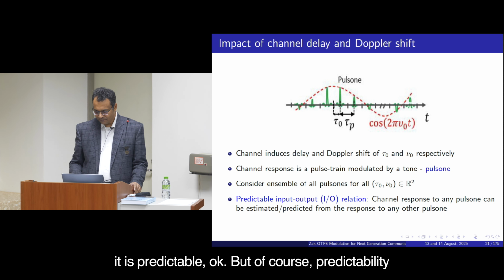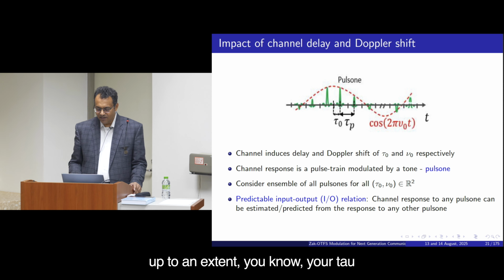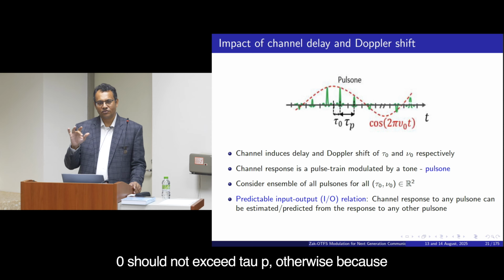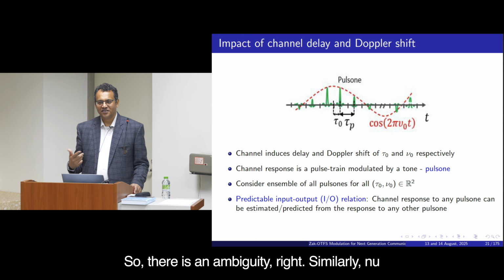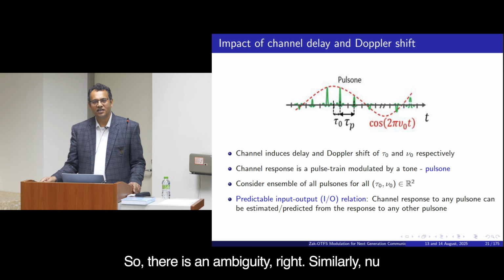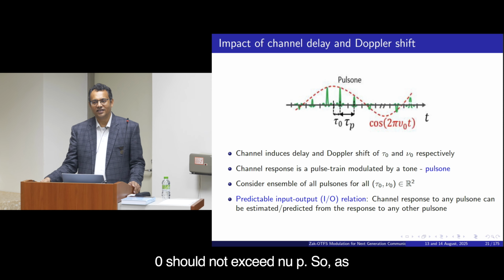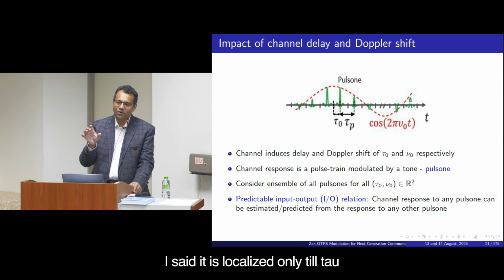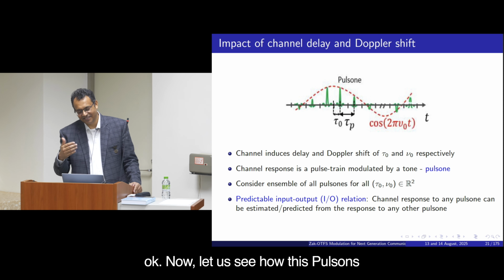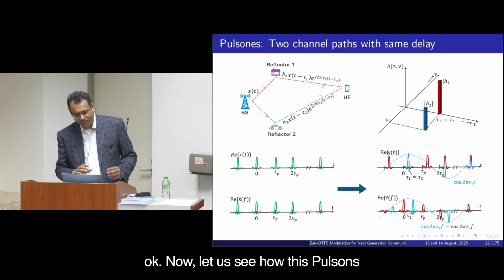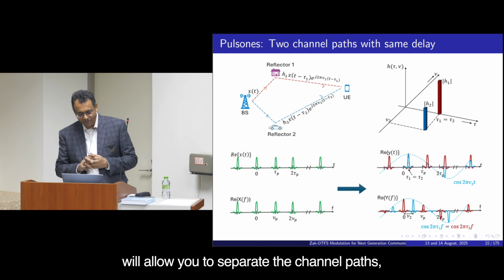But of course, predictability up to an extent, your tau naught should not exceed tau p. Otherwise, beyond that it's the same thing, so there's an ambiguity. Similarly, nu naught should not exceed nu p. So as I said, it is localized only till tau p and nu p. That's what I mean when I say it's quasi-localized. Now let's see how this pulse-on will allow you to separate the channel paths.